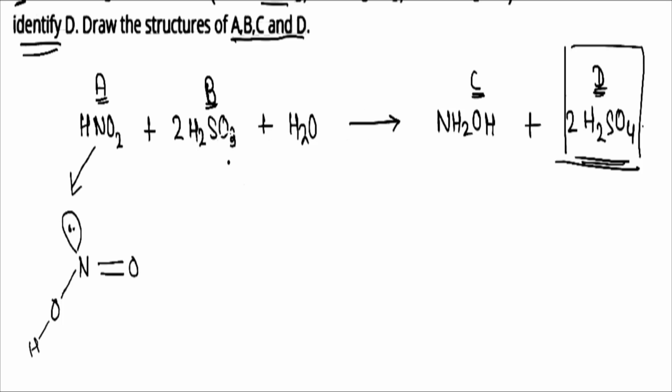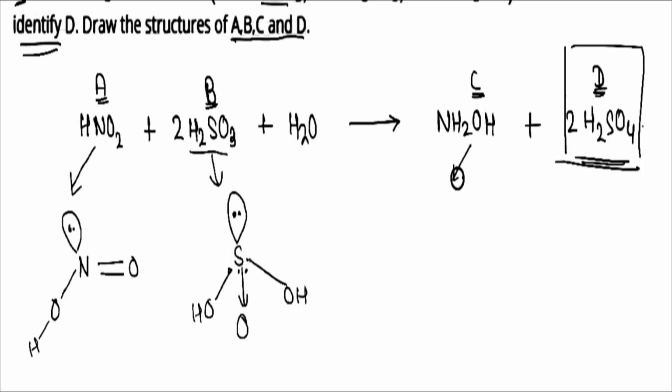Now proceeding to sulfurous acid, B. Sulfur has one lone pair, so I'll write one lone pair here, and it has two hydroxy groups, OH, OH. It will form one coordinate bond with oxygen, like this. This is the structure of H2SO3. As you know, sulfur has 6 valence electrons, so it uses two electrons to form a coordinate bond, and one electron each to form bonds with the hydroxy groups, and one lone pair is left.